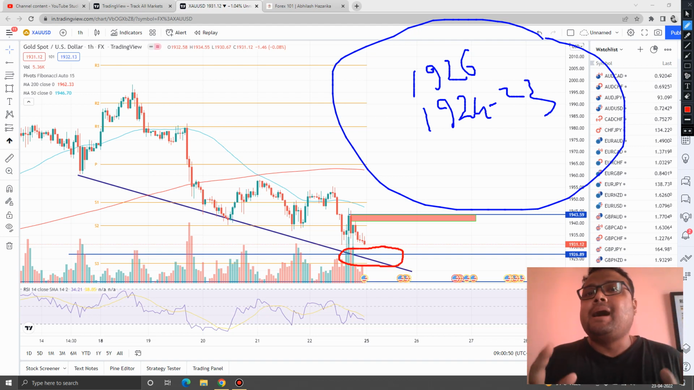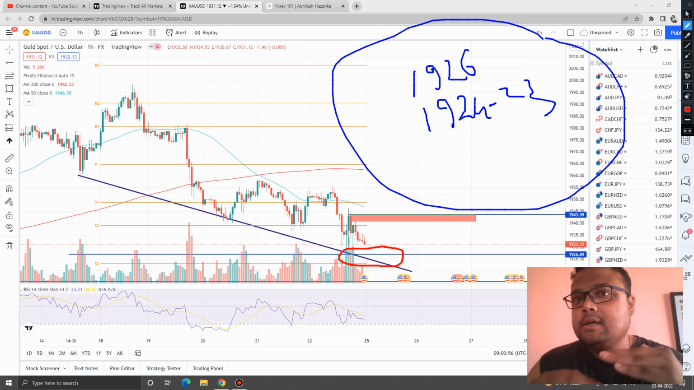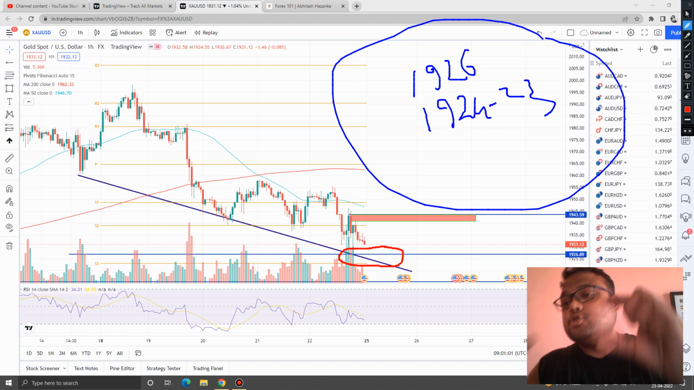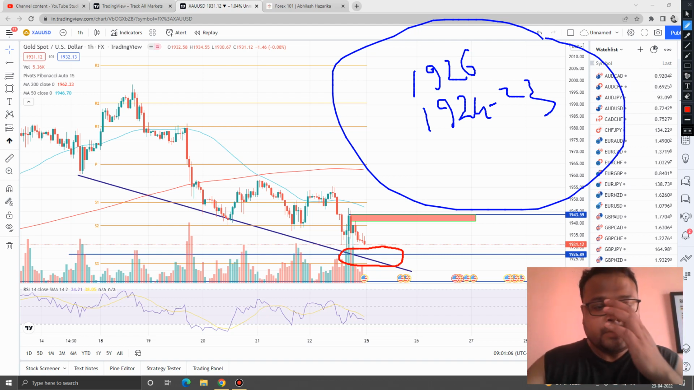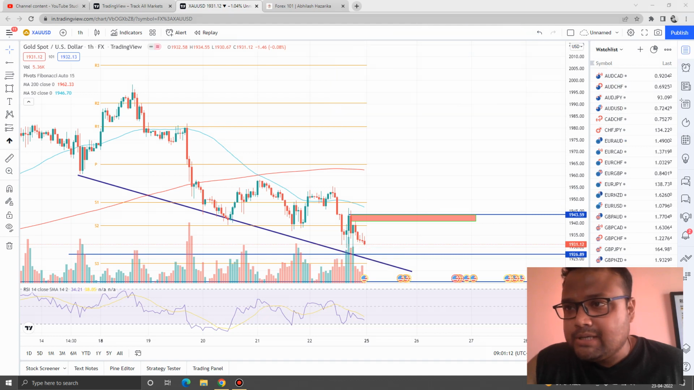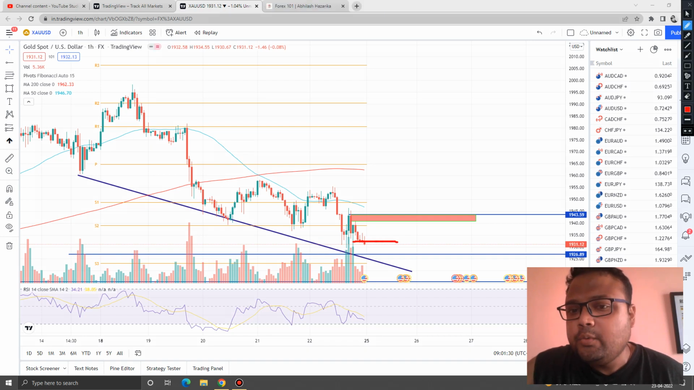See, in market, support and resistances are not a particular price value. They always work in the form of zones. Support zone, resistance zone, they always work in the form of zones in the market. So this is a zone of support here around 1926. First of all, we saw price rejection yesterday, then we also have the trend line. So if we combine both the factors here, then we can easily understand that this is a support zone in the market.